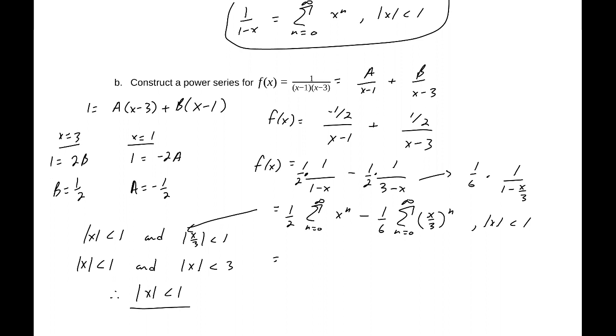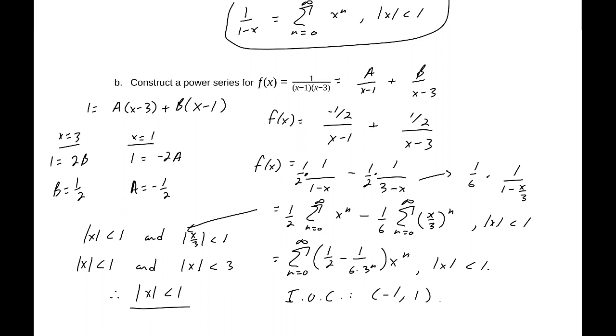Now we can write this as one power series. Make this the sum n equals 0 to infinity of 1/2 minus 1/6. Let's go ahead and put that as 1 over 6 times 3 to the n, times x to the n. And again, that is for absolute value of x less than 1. So that makes our interval of convergence negative 1 to 1. We have not tested the endpoints, but we know that it will be valid from negative 1 to 1.